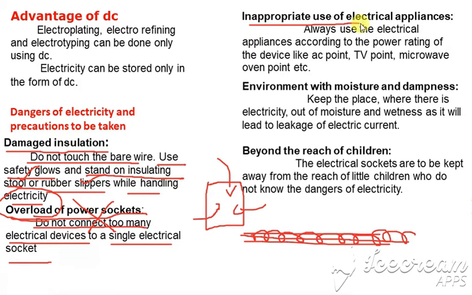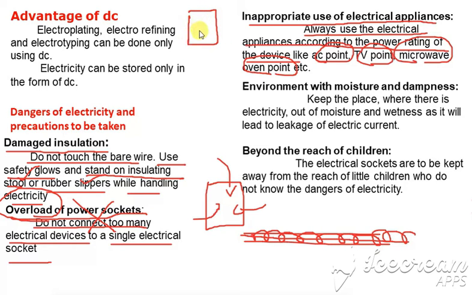Next is inappropriate use of electrical appliances. Always use electrical appliances according to the power rating of the device, like AC point, TV point, microwave oven point. When we use the AC switch, that has a different point, as the load will be heavier. For a mixie or grinder we have a separate one, and for the TV we have a separate one. So we have separate sockets for using these devices.